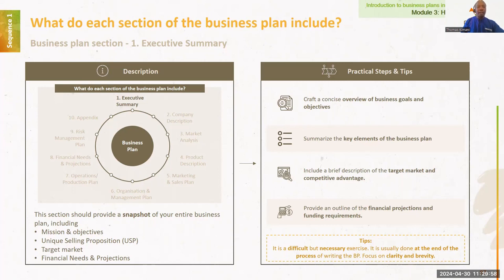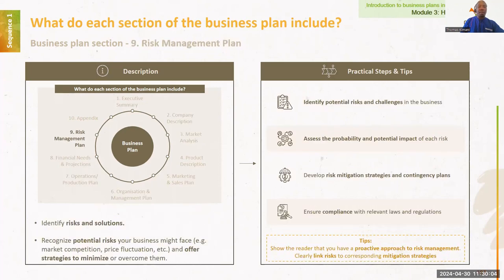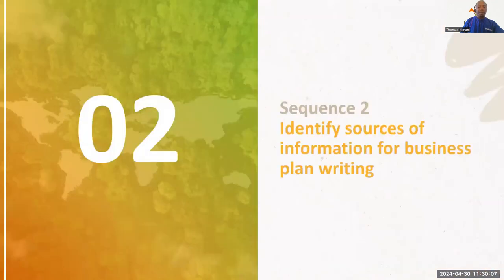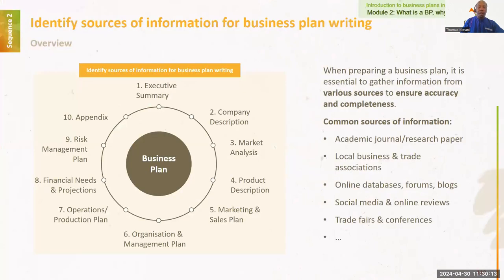I want to jump to the next section, the second sequence of this, which is where we get the information for all these things we've been talking about. This one, I will keep as short as possible because we have covered a lot of this in the session. So in general, where do we get our information from? The research papers. We've been saying all pieces of information have to be from a credible source. It has to be from somebody that the audience believes in.